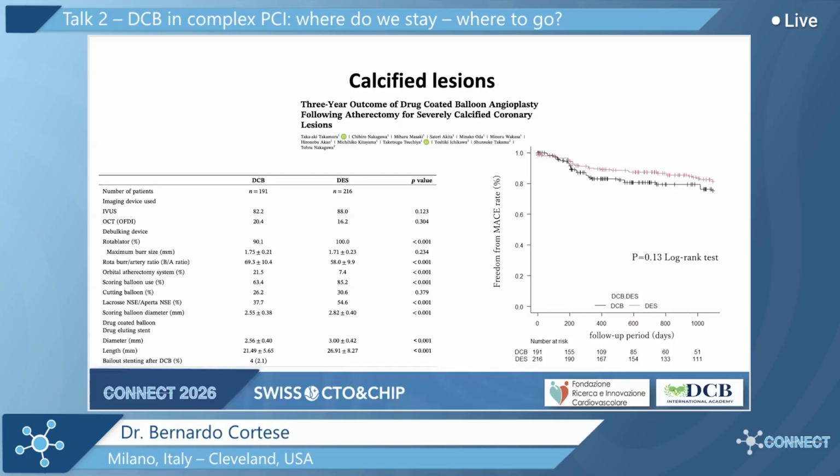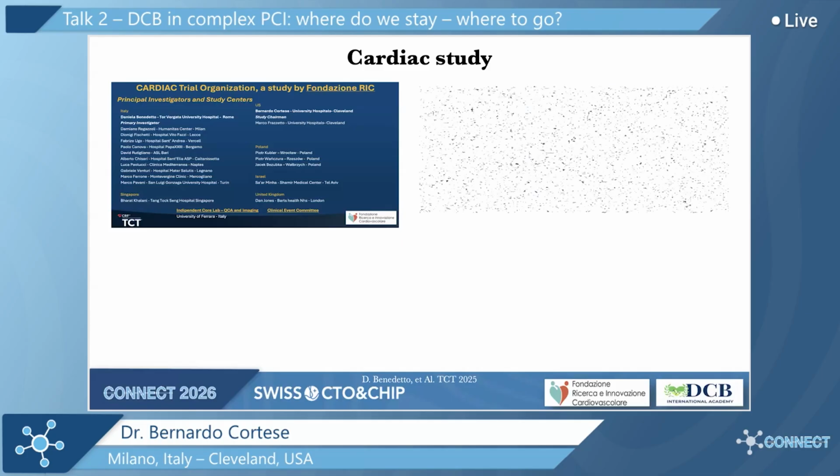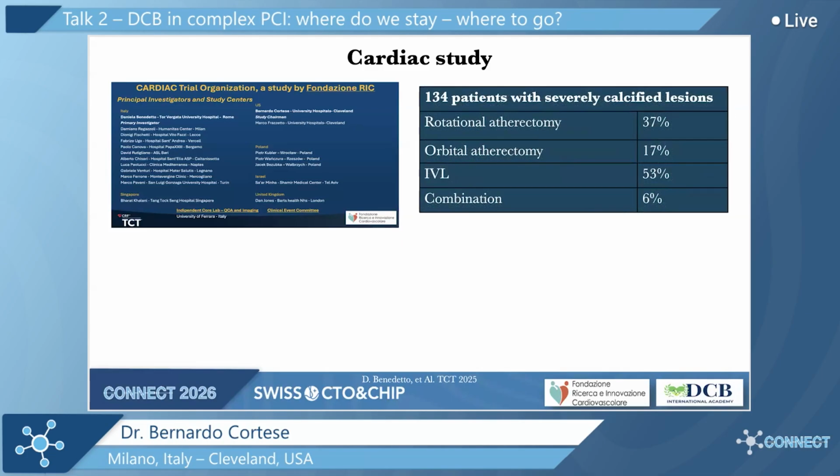But the big question is, is DCB safe in calcified lesions? And the second question is, what shall we do? So can we use the same tools that we are using for drug-eluting stents also in calcified lesions? We tried to respond to this question with a cardiac study, which was presented by Daniela Benedetto last year at TCT a few months ago. This is a multicentric study with severely calcified lesions with a solo DCB approach. So only DCB, no stents.